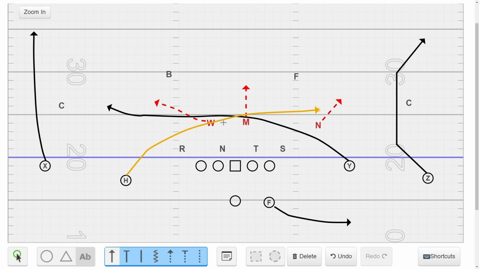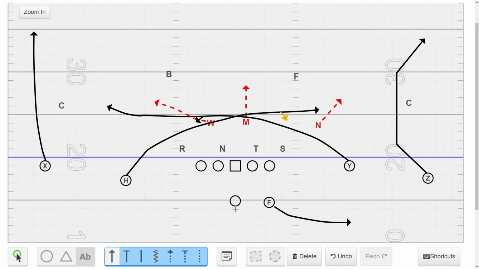So what they're going to be doing, they're going to clear the middle point of the mesh, and then they're going to sit down in the first open space they see. And typically, that's going to be about the B gap to the C gap, depending on what we have on either side. So they're going to hunt, sit down in a hole. Okay, so that's the read portion of this route.